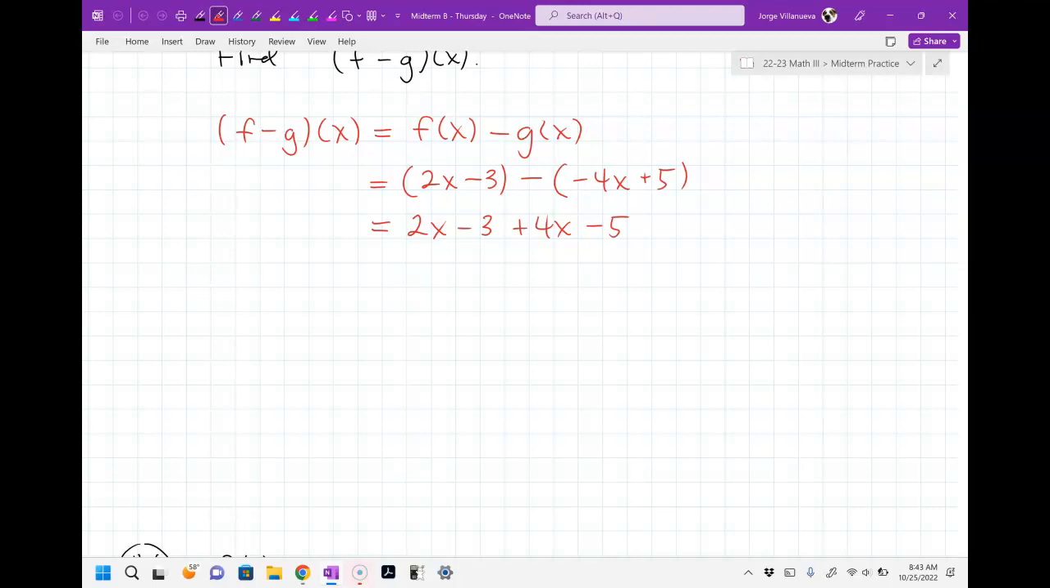So 2x plus 4x, that's 6x. -3 minus 5 is -8. Remember, these are like terms. That's why I added them together right here. And these are also like terms. So I added these together as well. And remember, you cannot add 6x minus 8 if one has a letter and the other one doesn't, right? So just leave it alone the way it is. But that's going to be your answer. Okay? So that's f minus g of x. Any questions on that one?